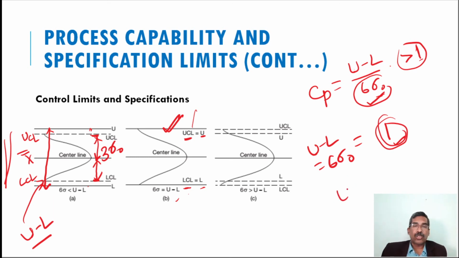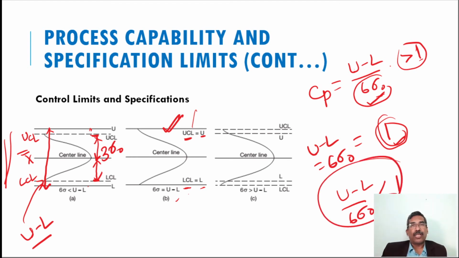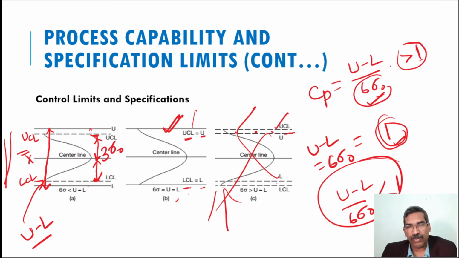Now if (U minus L) divided by 6 sigma is less than 1, that means this is undesirable, the process is out of control, since the upper control limit is outside the specification limit. So the value lying here may be out of control, which is not desirable, so we must avoid this. How to avoid this? We have to check the process and improve the quality.